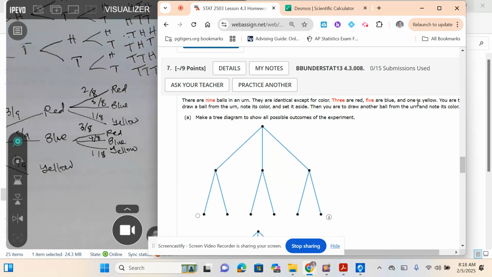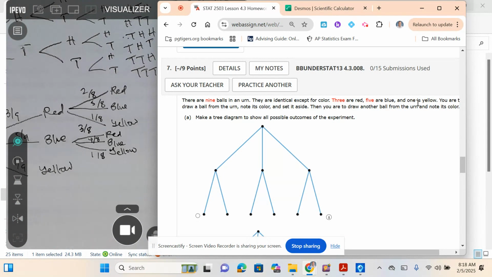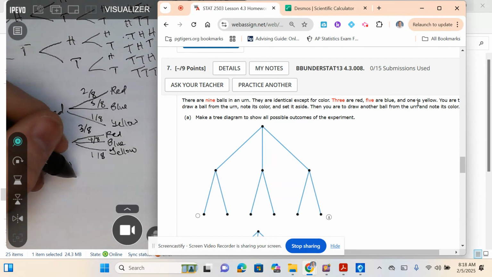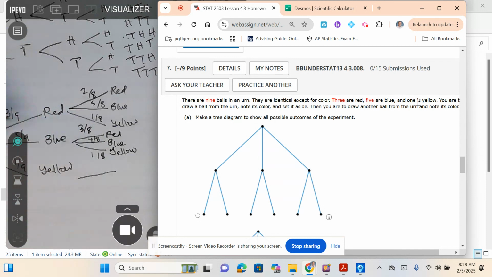Okay. Now here's the trick. What if I select a yellow one? What options are there left? Well, I could have a red one.